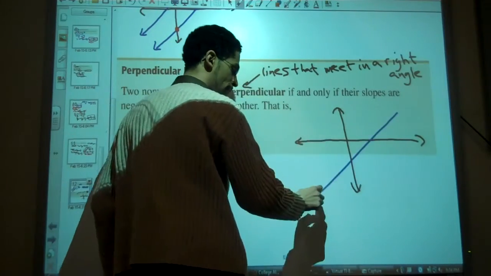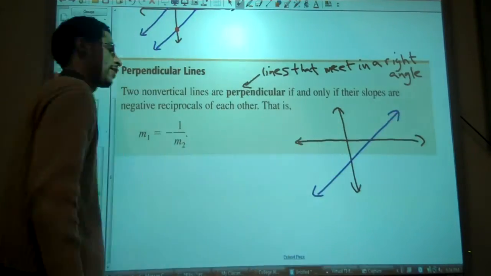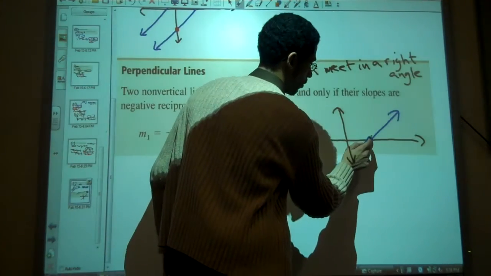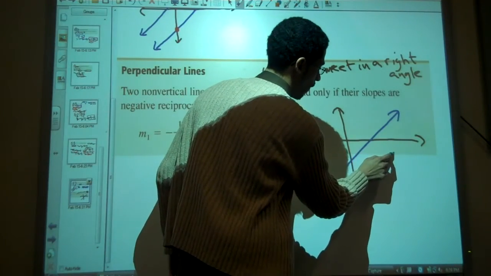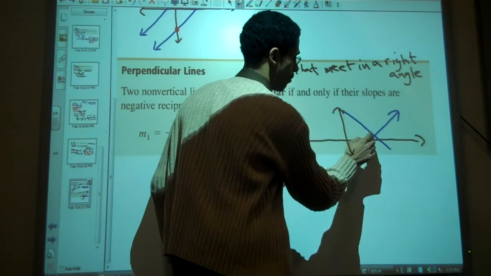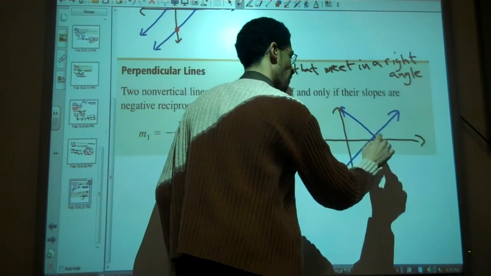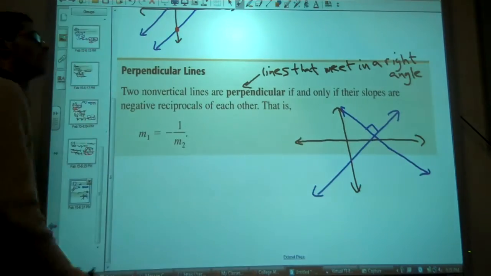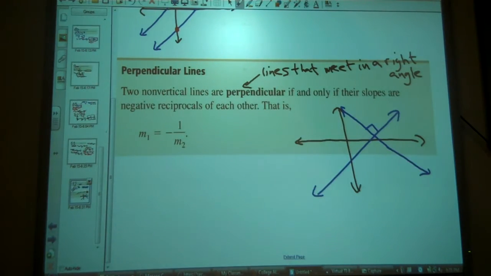So I have my one line looking like the other one's slope. I want to draw a line that meets this one somewhere. I don't care where it meets, but they are going to intersect. And when they intersect, it's going to make a right angle, a 90-degree angle. That's my best attempt. You draw a box to indicate it's a 90-degree angle.